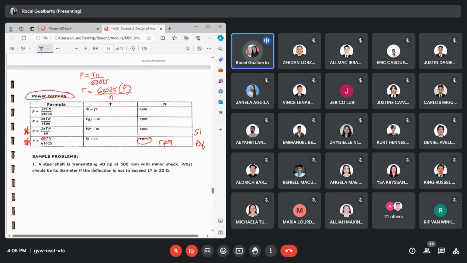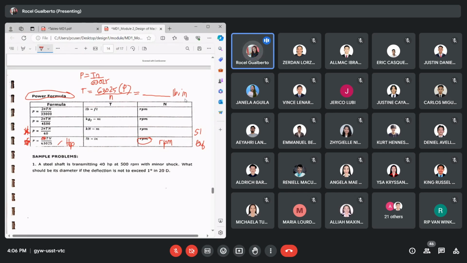At yung P po, power. There are different units po ng power. But then using this equation po, dapat po yung power natin dito is in HP or horsepower. So torque is equal to 63025, P should be in horsepower, divided by N in RPM, you will yield po your answer in unit pound inch. Ang makukuha mong sagot is in pound inch.